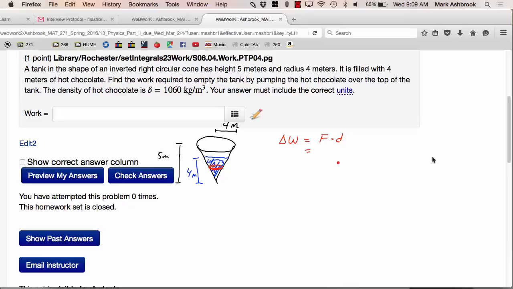So it's going to be the weight in newtons, or mg. No, not mg, because we have the density. So it's going to be the density times g times the volume. The density times g will give us newtons per meter cubed, and then times the volume will give us newtons. That's our force, and then times the distance. And all this is the weight of the typical layer in newtons.